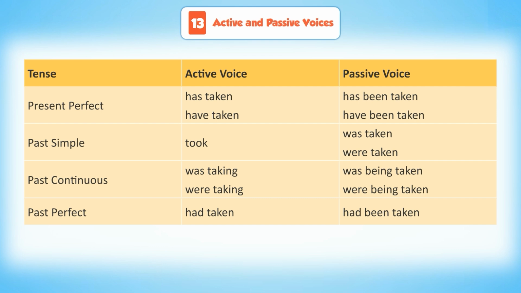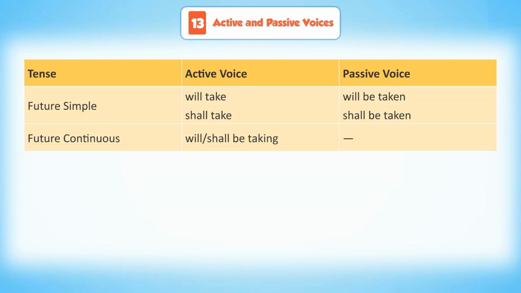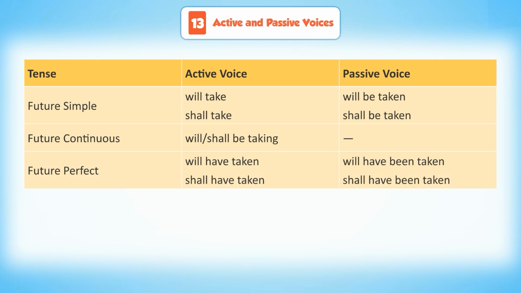Past continuous: was taking, were taking; was being taken, were being taken. Past perfect: had taken; had been taken. Future simple: will take, shall take; will be taken, shall be taken. Future continuous: will, shall be taking; will, shall be being taken. Future perfect: will have taken, shall have taken; will have been taken, shall have been taken.